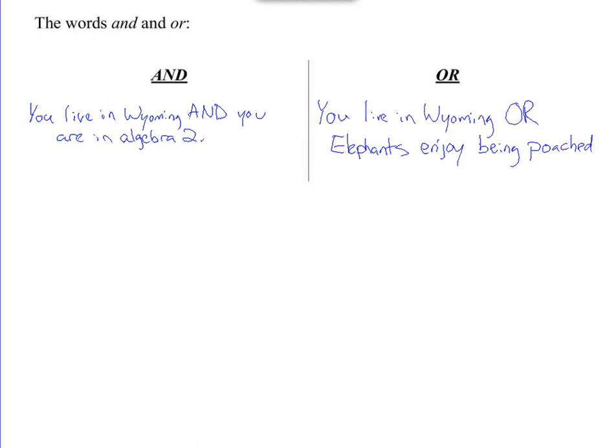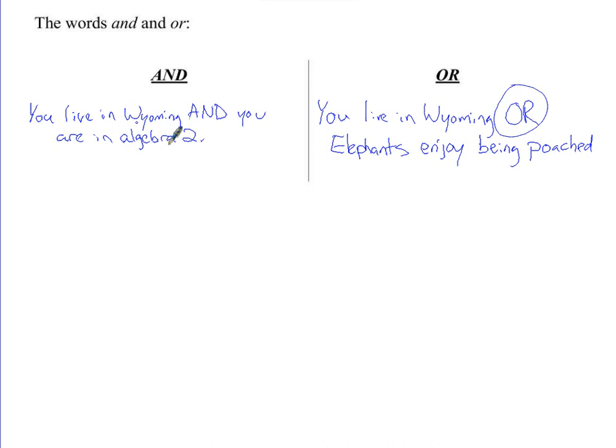For example, the statement, "You live in Wyoming or elephants enjoy being poached," is pretty brutal, but it is true because you do live in Wyoming or elephants enjoy being poached. Do elephants enjoy being poached? Probably not. So the second part here is false. But the first part is true, and because we're using the word "or," this statement is true, even though elephants don't enjoy being poached very much. So that's the difference between "and" and "or."